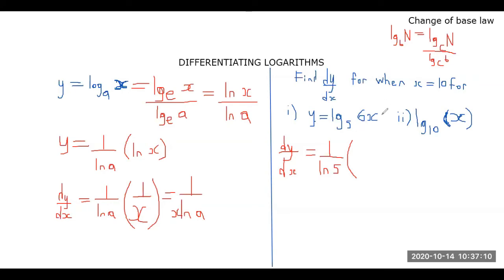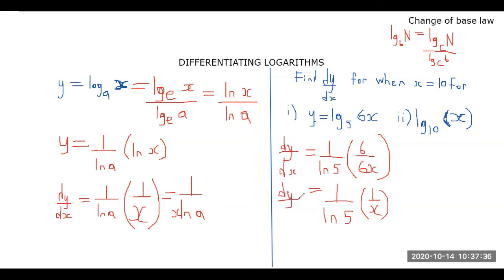How do we differentiate 6x? To differentiate 6x, we get 6. And so it is 6 over 6x. And so the result of this is going to be 1 over ln 5 times 1 over x. And they wanted dy by dx when x is 10.